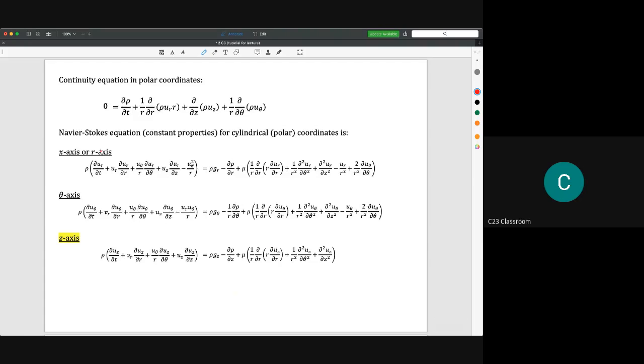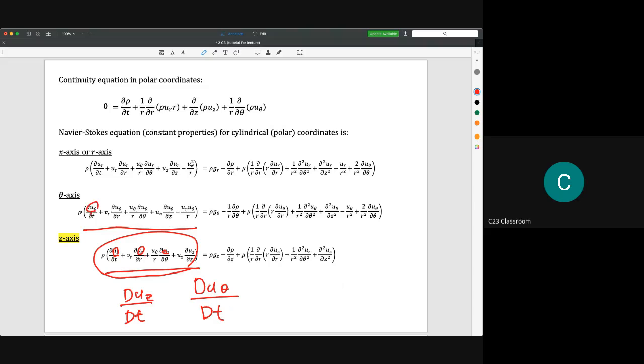Let's say this is the Navier-Stokes equation for the z-axis, and this is the Navier-Stokes for the theta axis. You will find that this term is actually the du over dt of uz. That's why we substitute everything with the uz here. Same, so if we write du theta over dt, then we have everything in u theta here. However, it has another term, which is minus u theta over r.